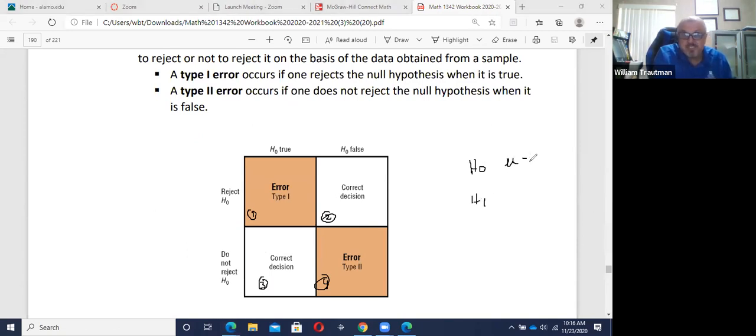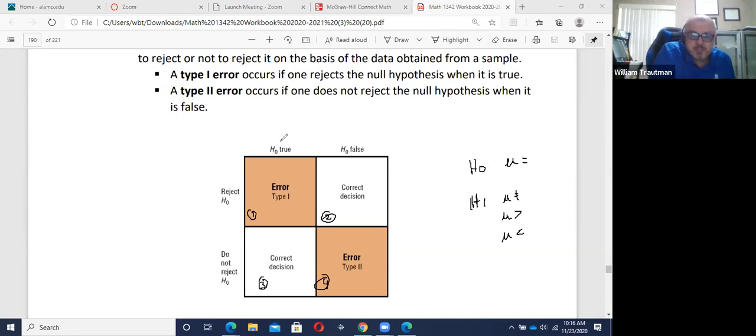H0 is always equal. If you looked at the three that we had, they're always equal. Now, once again, the H1, the alternative, can be not equal, can be greater, and can be less than. There's no equal sign allowed in the alternative. Only the top, H0, has the equal sign.